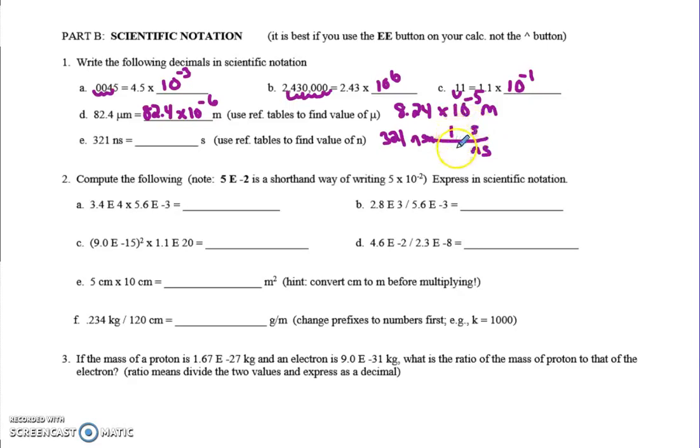Nano is 10 to the minus 9, so it's less than 1. And then I would need 10 to the 9th of these in order to get rid of these 321. And then the nanoseconds cancel out with the nanoseconds, and I do 321 divided by 10 to the 9th, and I get 3.21 times 10 to the minus 7 seconds.